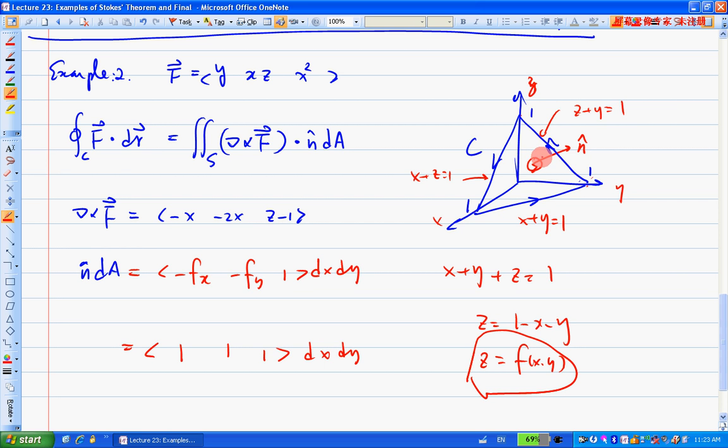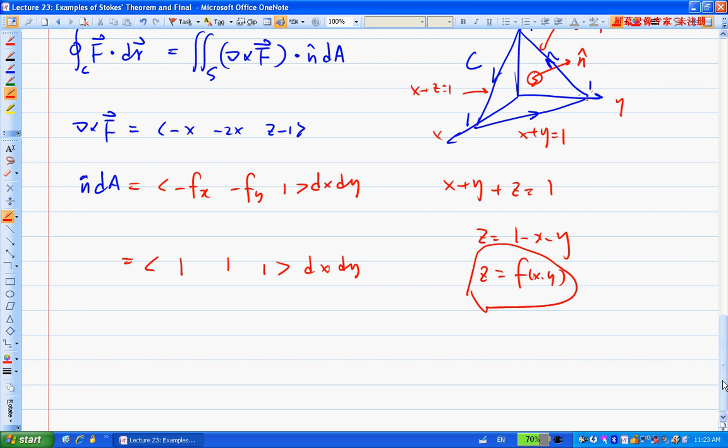But in the last lecture I mentioned one thing: this is not n hat. What we write here, the whole thing, is n hat dA. If you remember, n hat is this guy divided by the magnitude of this guy.